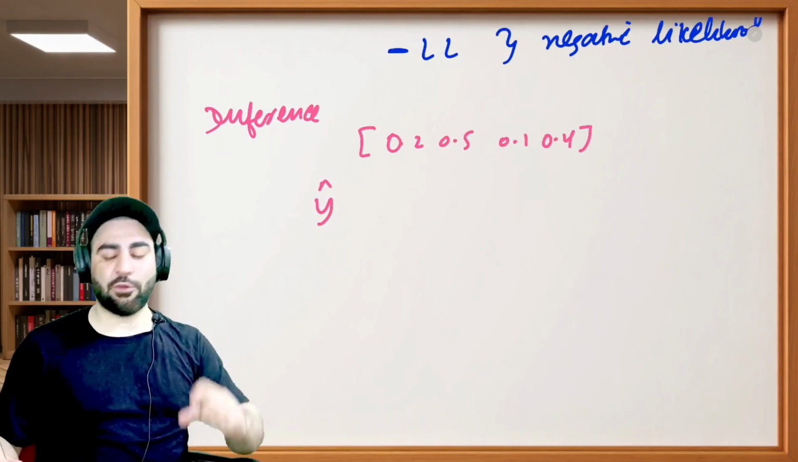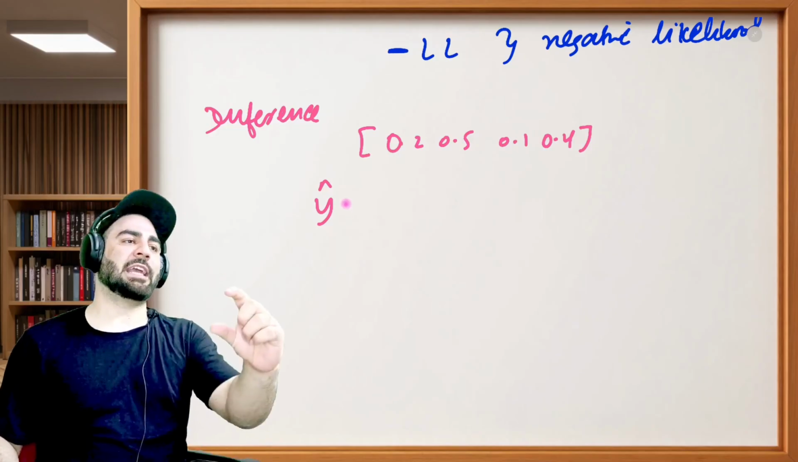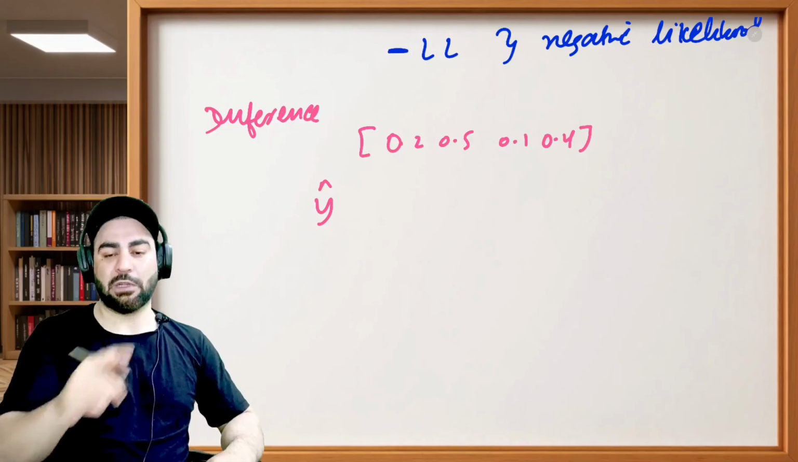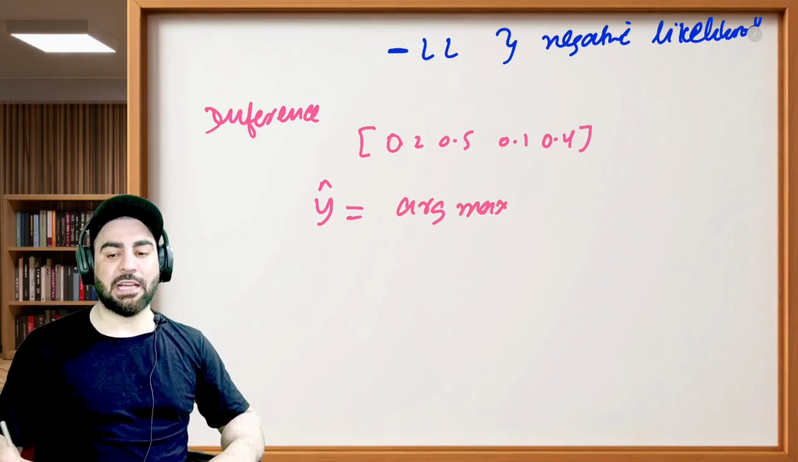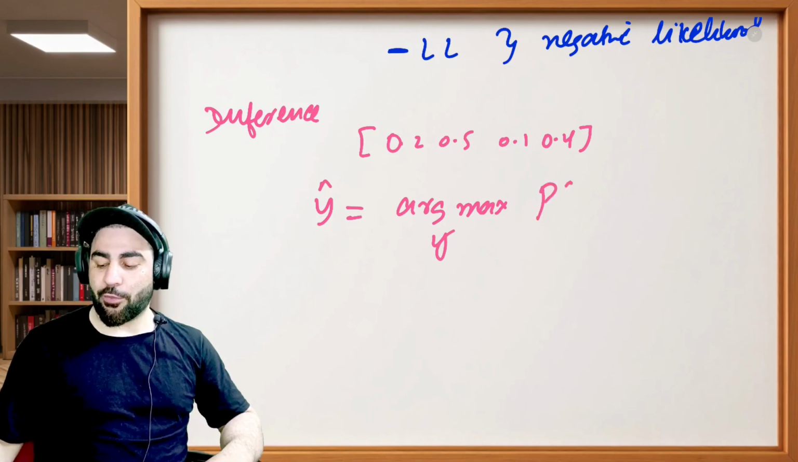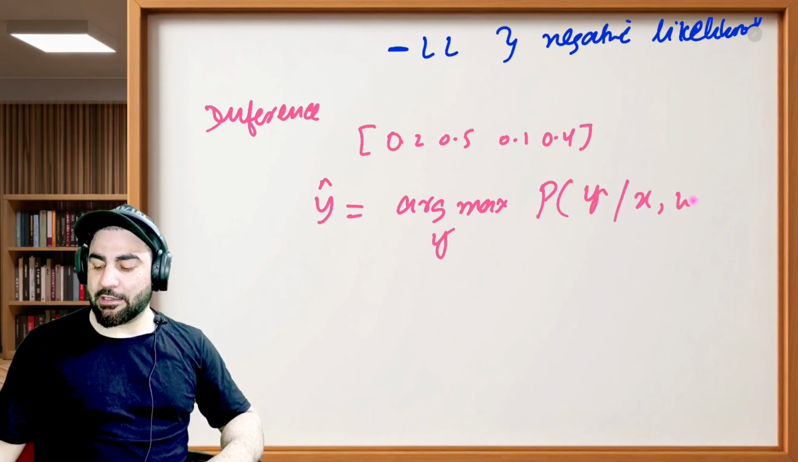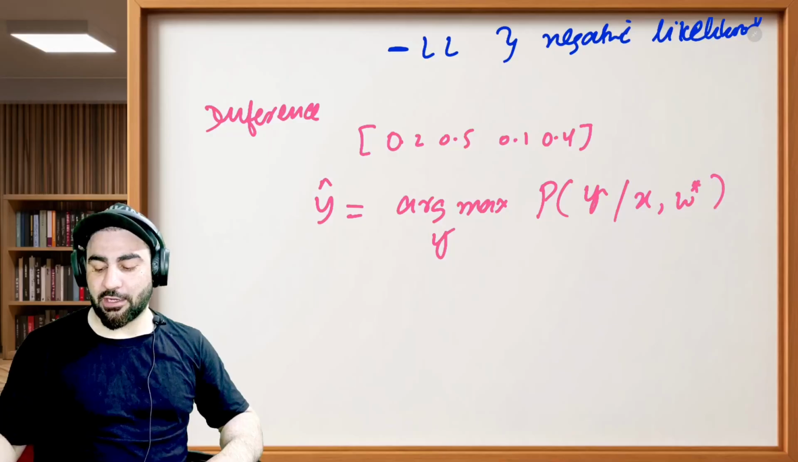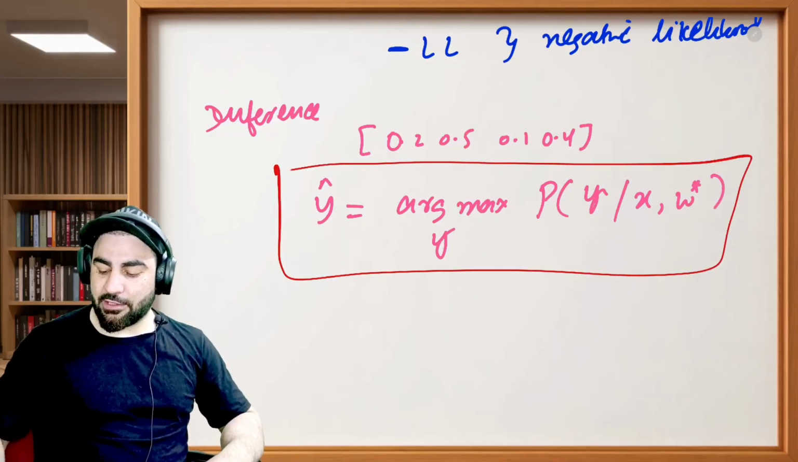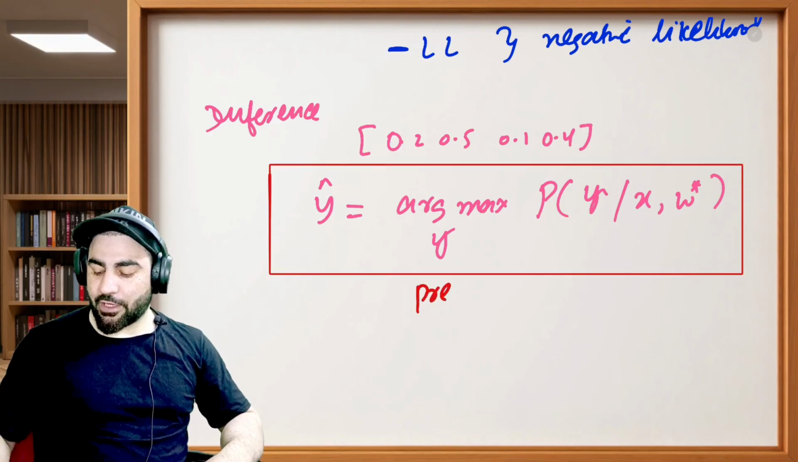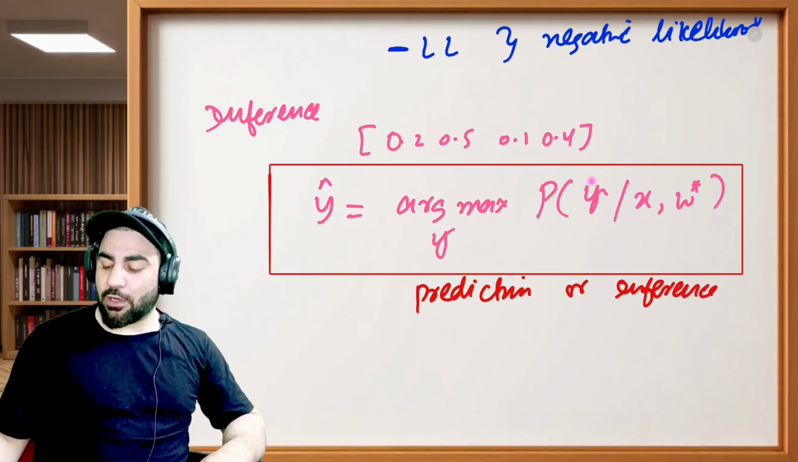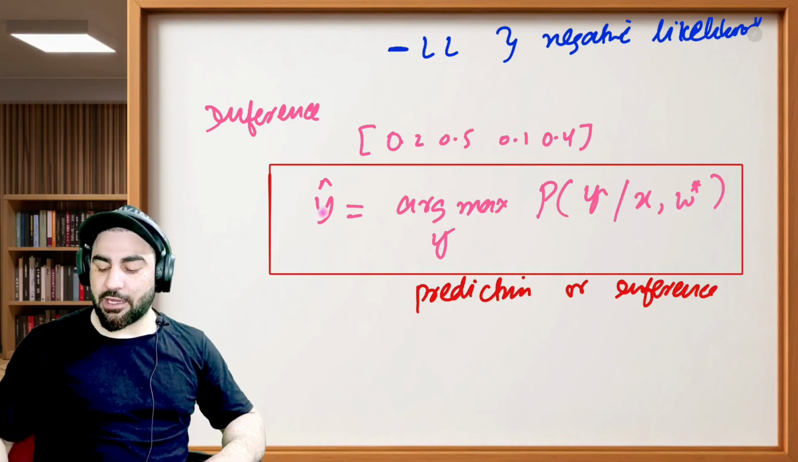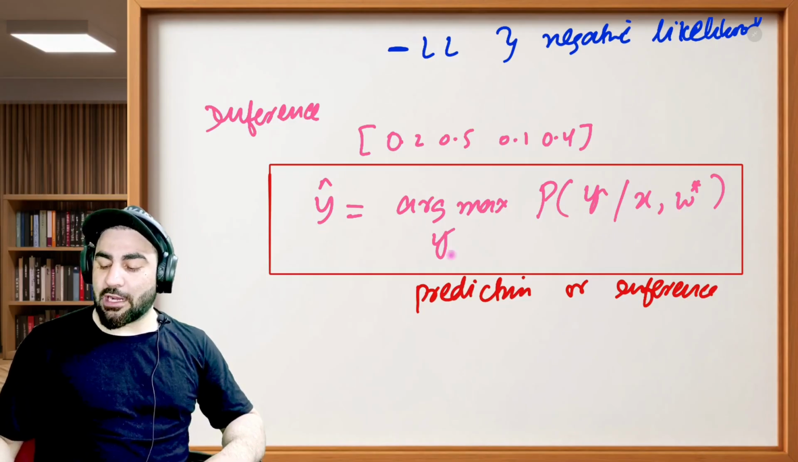If you have to give what's called a point estimate, if you have to just assign one label, because it's a classification problem and you have to give just one class, what you do is you take the argmax of this. Argmax basically means the maximum value of y. So if you have the probability of y given x and the optimal parameters, say w star, this is our inference, this is our prediction. When you infer with the model, you see at which label the probability is highest. That's why y hat, the prediction, is equal to argmax of y on this probability.